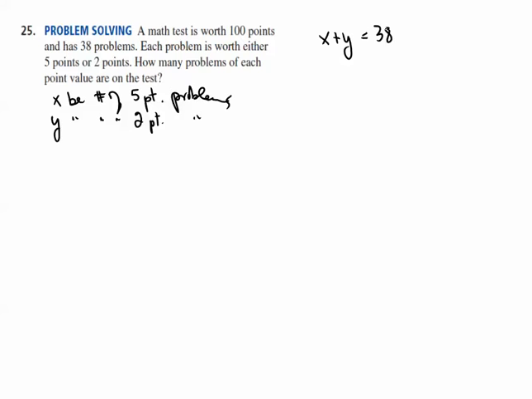We'll go on. Next, a math test is worth 100 points and has 38 problems. Each problem is worth 5 points or 2 points. So we'll let X be the number of 5-point problems, Y be the number of 2-point problems. So the first one should be 5. All right, so what do we know? There are 38 problems. X plus Y is equal to 38.